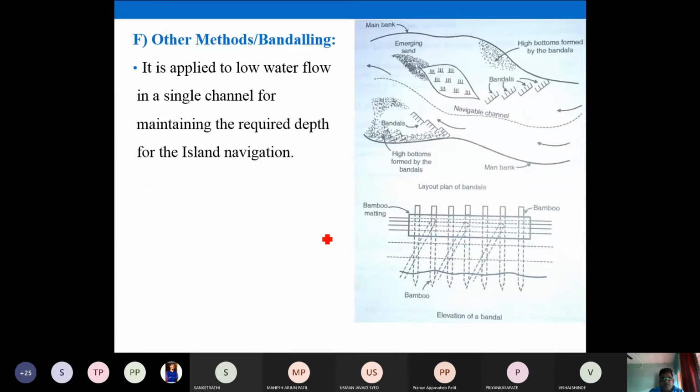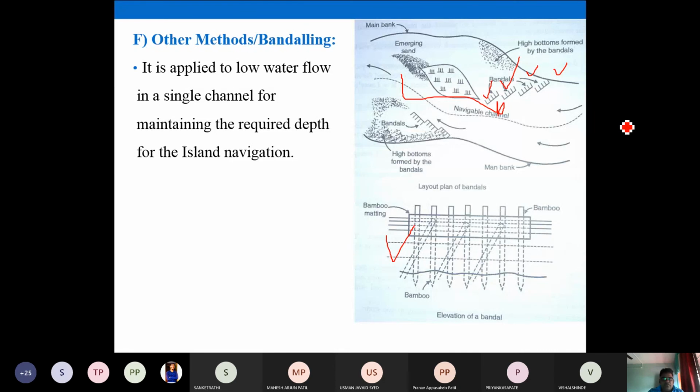Another method we call the bandalling method, better done with bamboo matting. See the layout plan of these bundles: bamboo is inserted into the soil on the bank of the river, and the flow is diverted. Again you see here the bundles provided at different locations so that the flow can be diverted into this navigable channel.